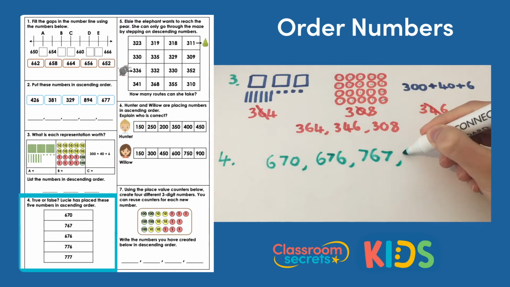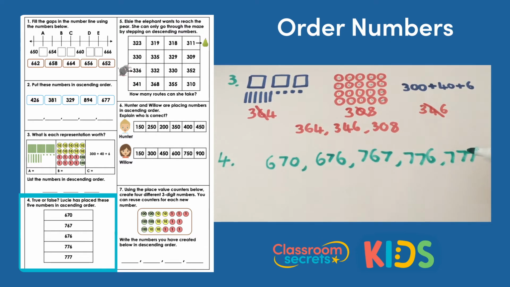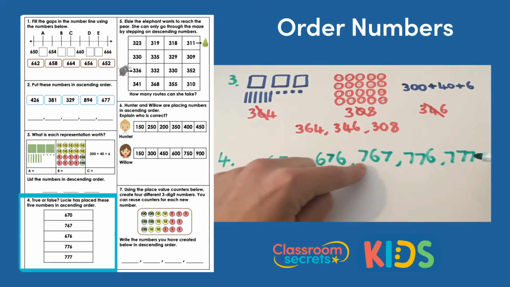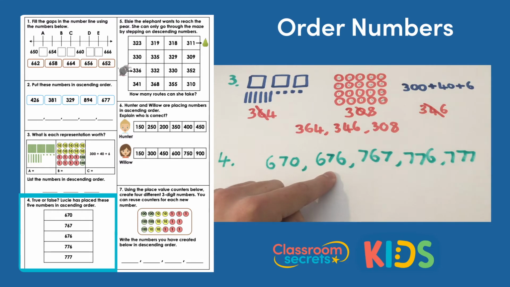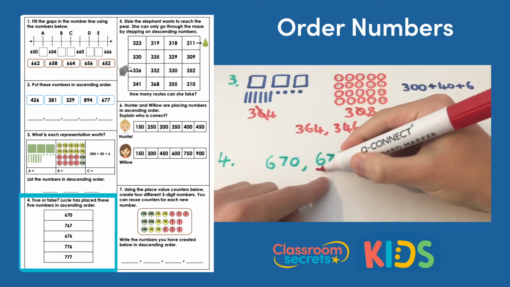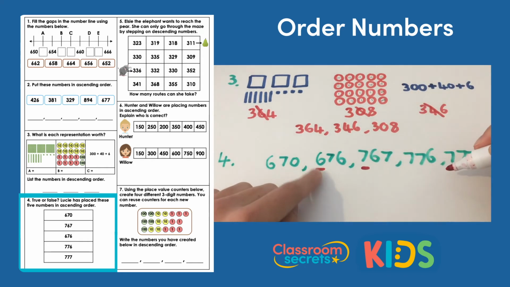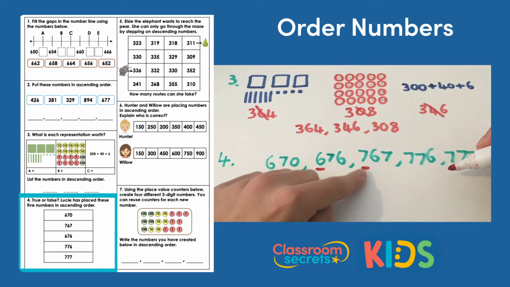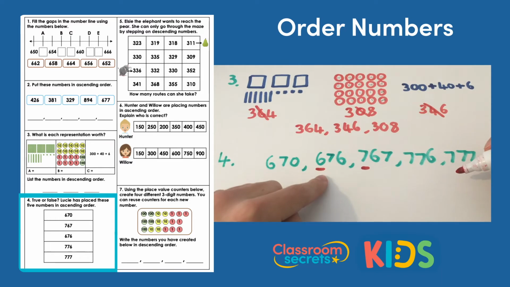Then 776. Then 777. Lucy got these two numbers mixed up, and we can tell that they're the right way now because the hundreds are the right way around. 600s is less than 700, so this number has to go first.